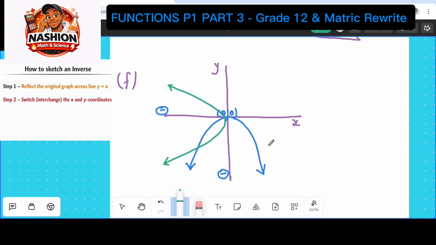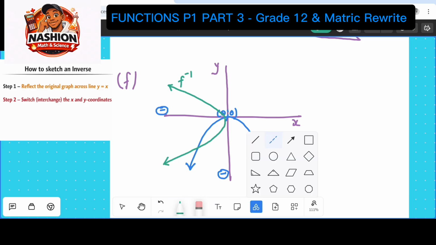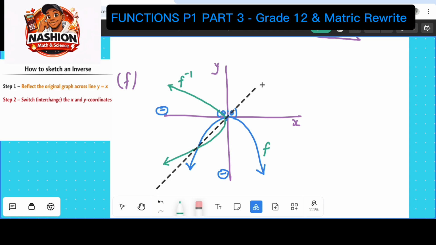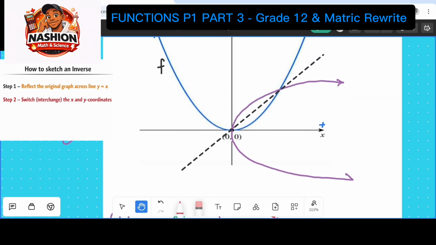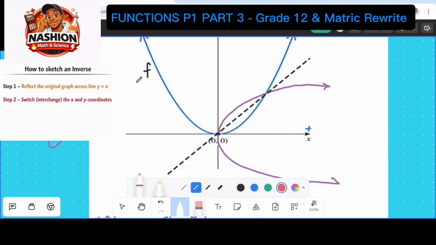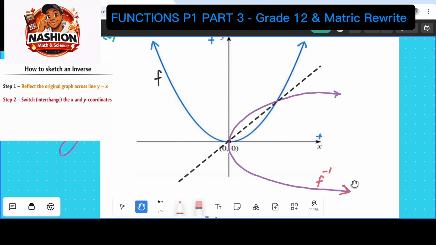Let's call the original graph f, the inverse f to the power -1. Not forgetting the line y is x through the origin, like this. And up here, the original is f, the inverse, we call it f to the power -1. So this is how we sketch the inverse of a parabola. And checkmate.